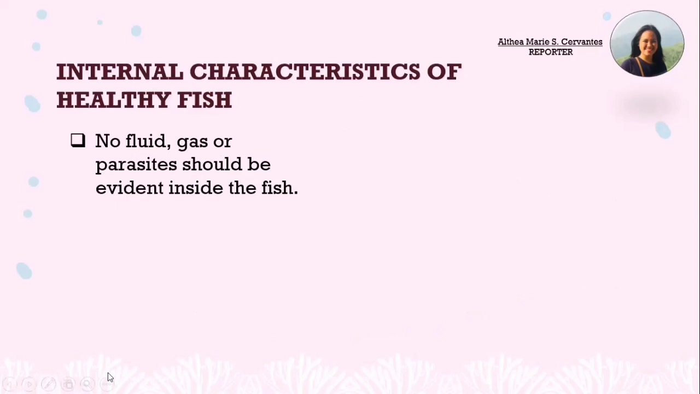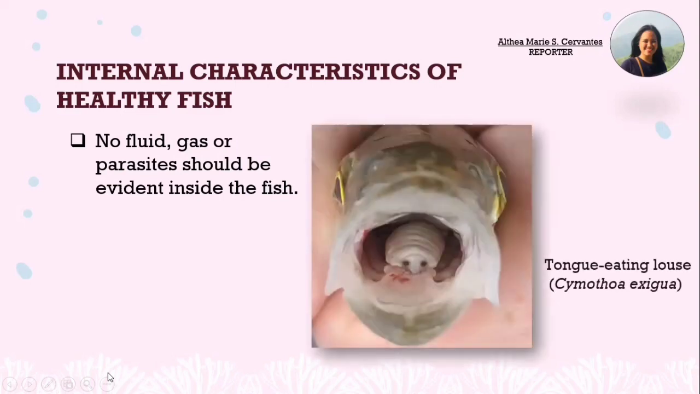Lastly, the internal characteristics of healthy fish. Generally, no fluid, gas, or parasites should be evident inside the fish. In this picture, we can see the tongue-eating louse, the Cymothoa exigua. And let's proceed to the different types of fish diseases.